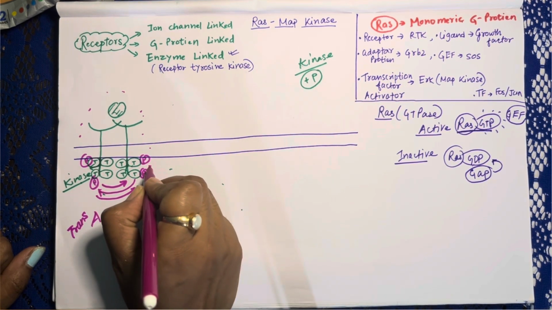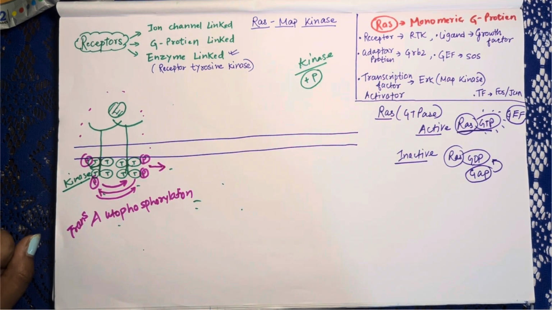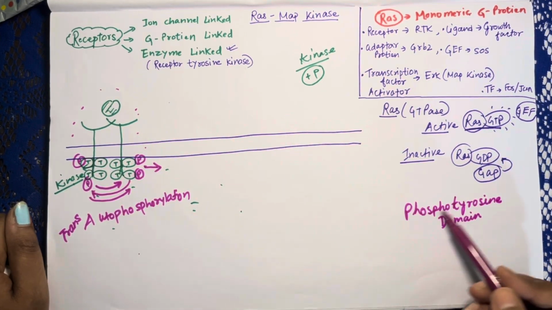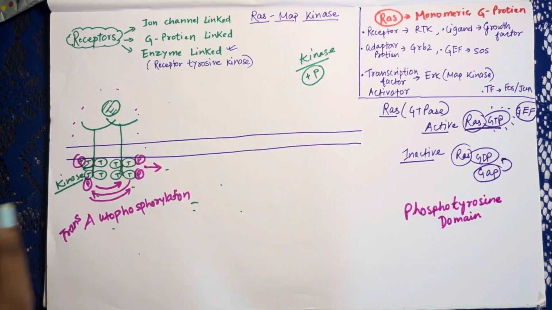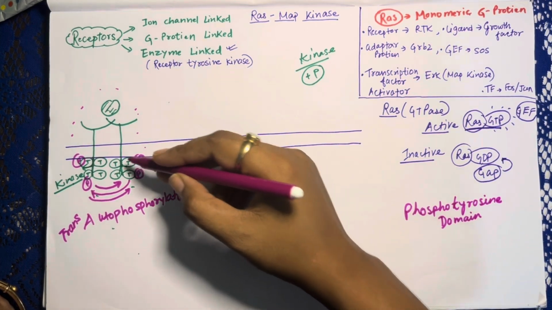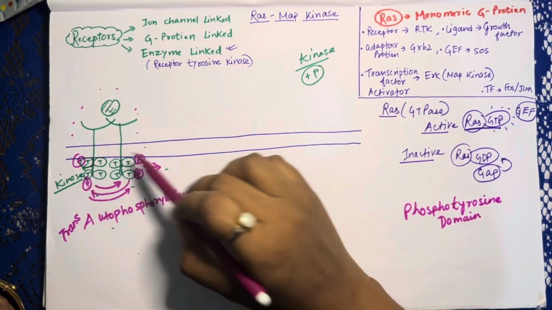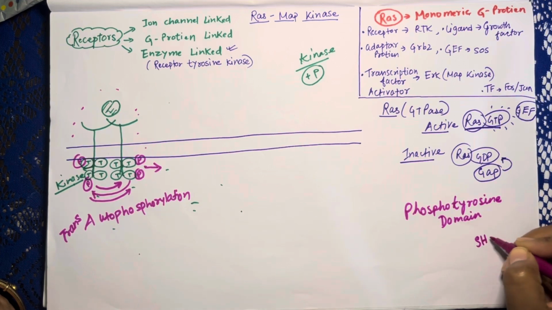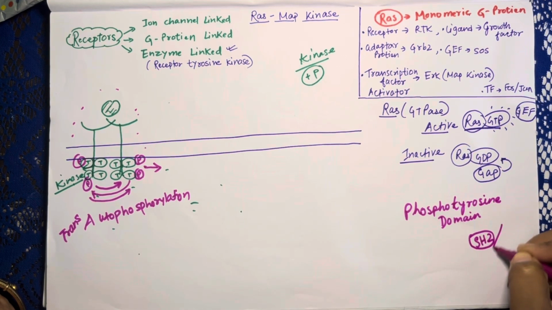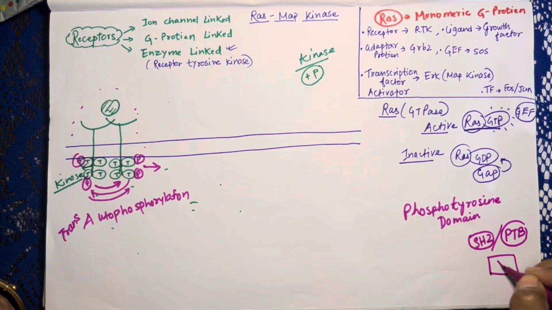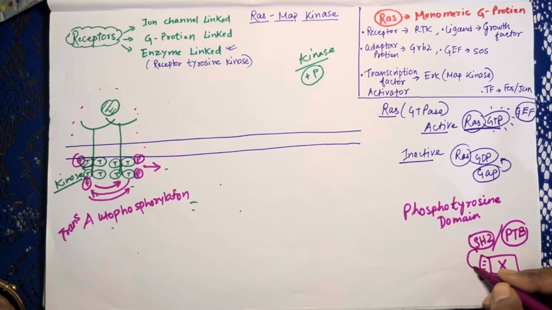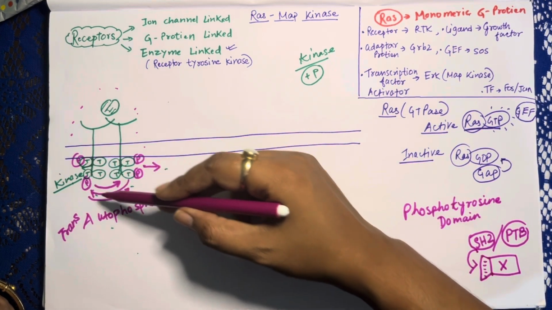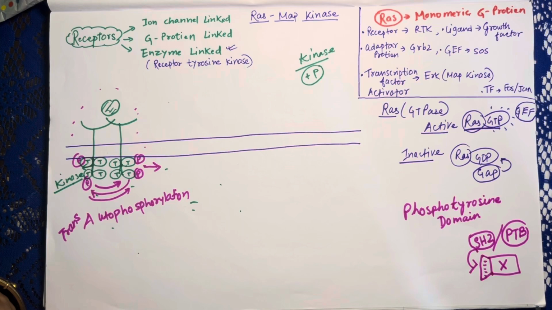Now what will happen? It will help in activation of some other proteins. Now this entire part is known as phosphotyrosine domain. Okay. Now here not all proteins are able to bind with this portion. Only proteins having an SH2 or PTB domain, suppose this is a protein X, and this part is an SH2 domain or PTB domain, then only this protein can bind with the phosphorylated tyrosine residues of the receptor.